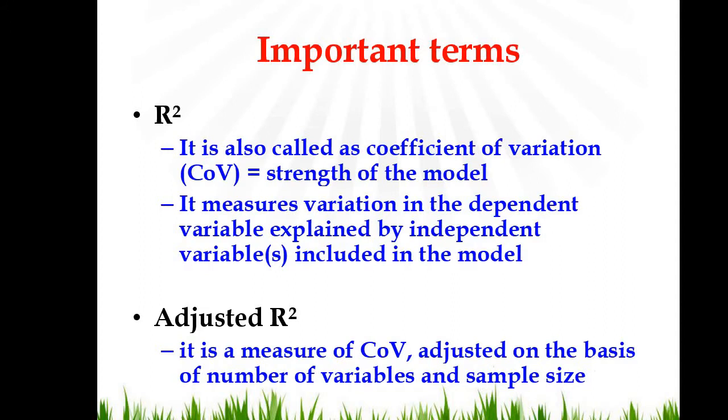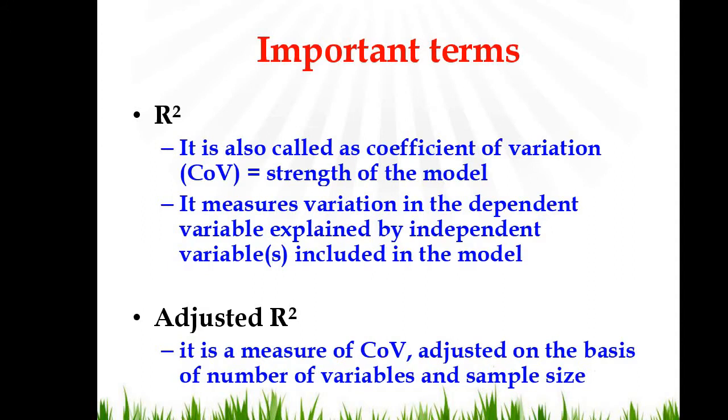How we interpret it? It in fact measures variation in the dependent variable explained by independent variables included in the model. For example, if value of R square is 0.45, that would mean 45% of the variation in the dependent variable is being explained by the independent variables included in that model.